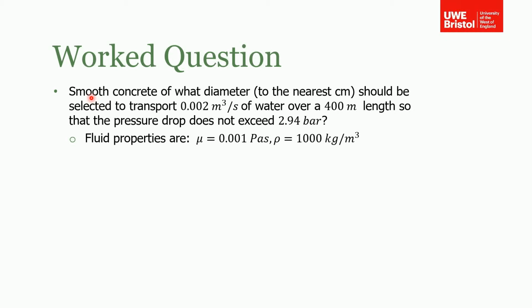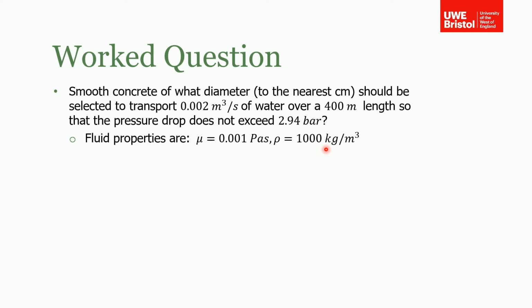In this question, we're told that we've got a smooth concrete pipe and we need to find the diameter of that pipe so that it will transport 0.002 meters cubed per second of water over a 400 meter length. We're also told that the pressure drop should not exceed 2.94 bar, and we're also given the fluid properties of water. So how do you go about solving this?